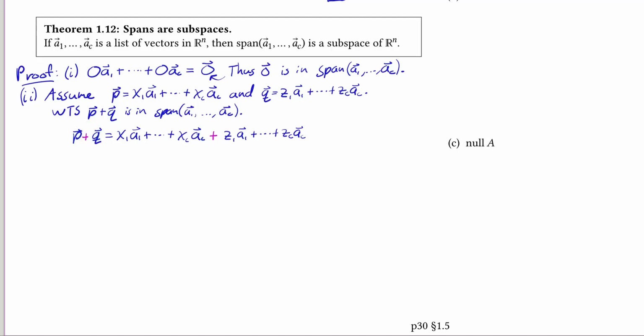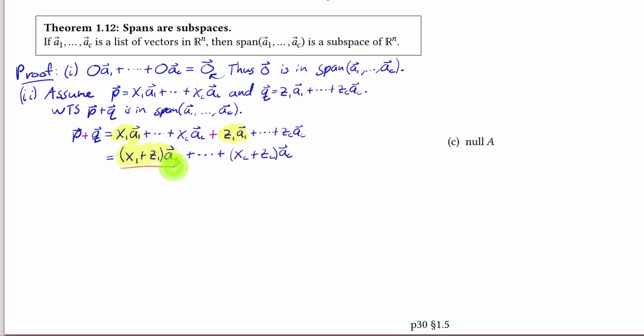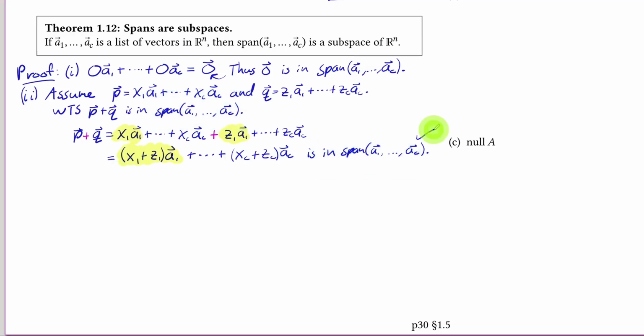Now, we could rearrange the terms, like get all the A1 terms together, and also factor out the x1 plus z1. And do the same thing with all the rest of the terms, up through xc plus zc, factoring out the ac from that. And lo and behold, we have a linear combination of the A vectors. So we're good there. Let's prove part 3.